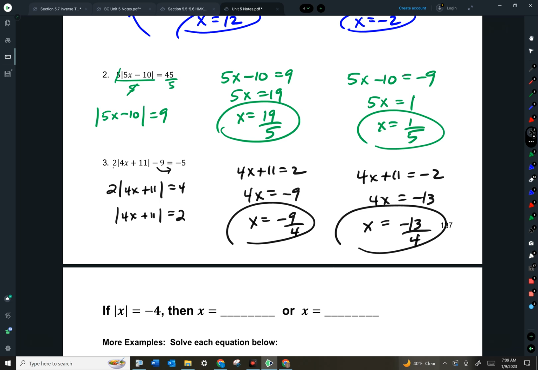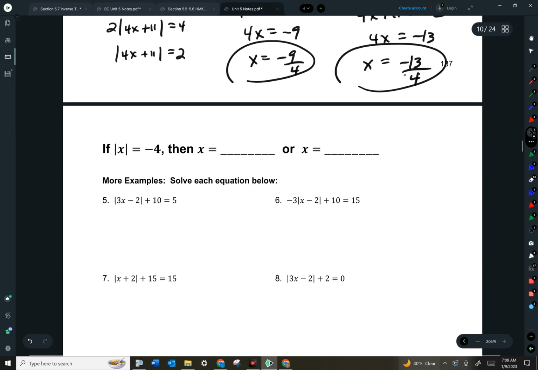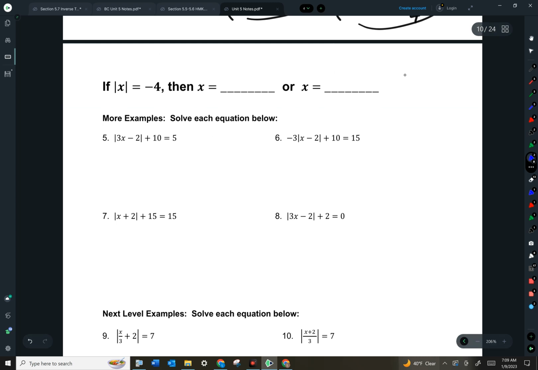Okay. On the next page, I don't know why we have this here. It's just kind of a repeat. Oh, no, it's not. I'm sorry about that. If the absolute value of x equals -4, then x equals what? Well, hopefully what you're noticing is the absolute value can never equal a negative, right? It doesn't happen. So since it can't happen, what would we say the solution is? We would say no solution.